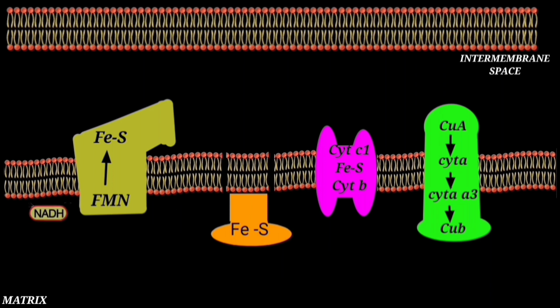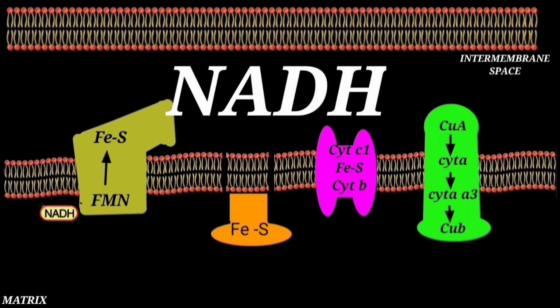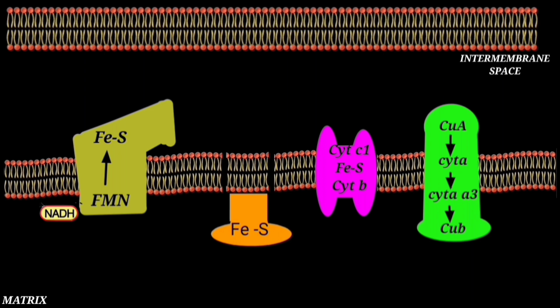First of all, we will discuss how the electrons from the NADH pass sequentially from one complex to another until they are finally transferred to oxygen, which has the highest affinity for electrons. When NADH is the electron donor, electrons enter the respiratory chain by means of complex 1. NADH is oxidized into NAD plus H plus and 2 electrons in the presence of an enzyme called NADH dehydrogenase.